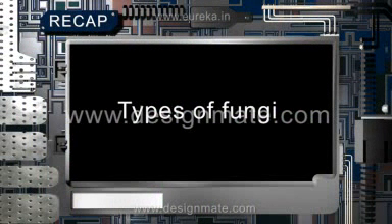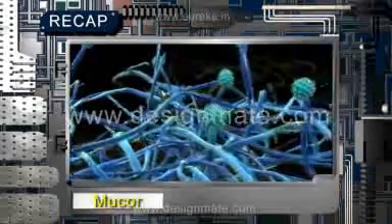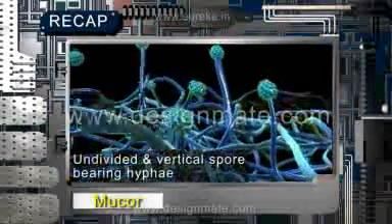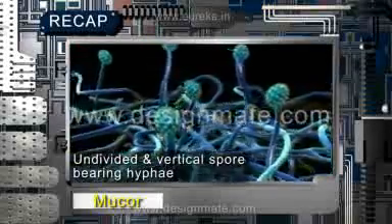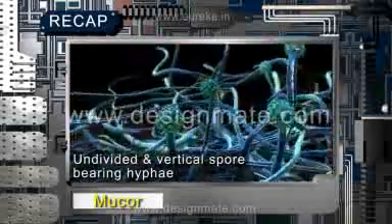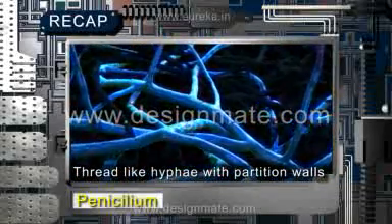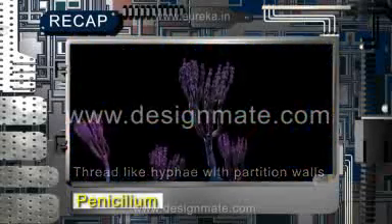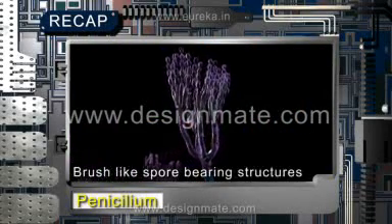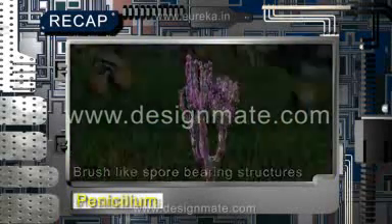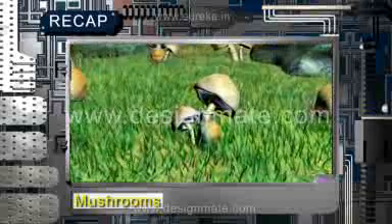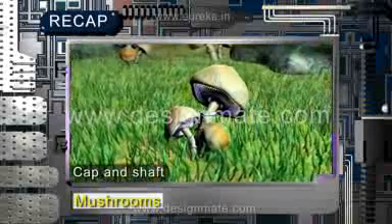A recap shows that there are 3 most common types of fungi. They are mucor, which possess undivided hyphae and vertical spore-bearing hyphae; penicillium, which has thread-like hyphae and partition walls, and they also possess brush-like spore-bearing structures. The third type is the commonly seen mushrooms with a cap and shaft.